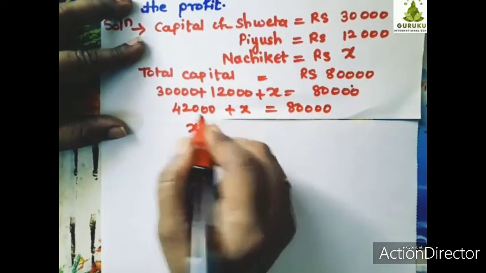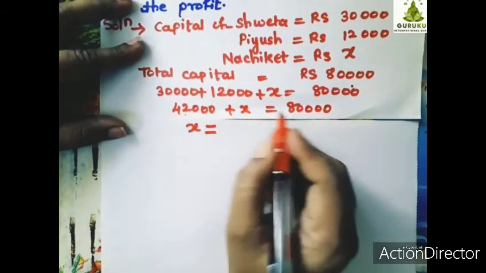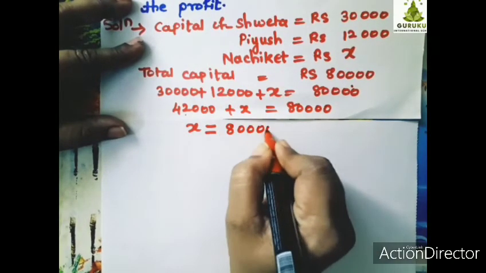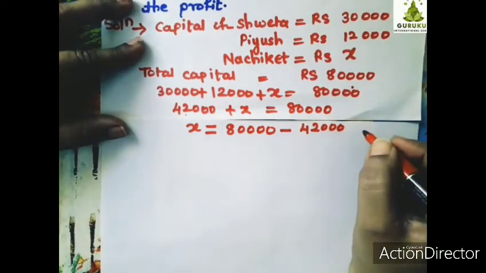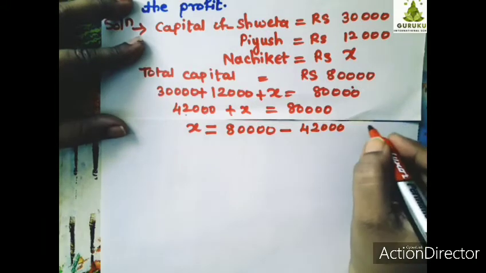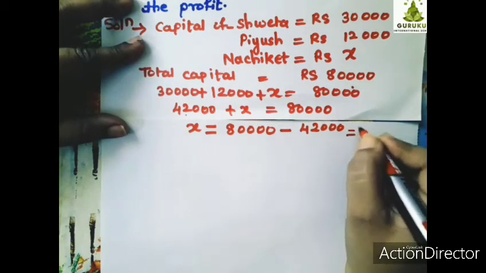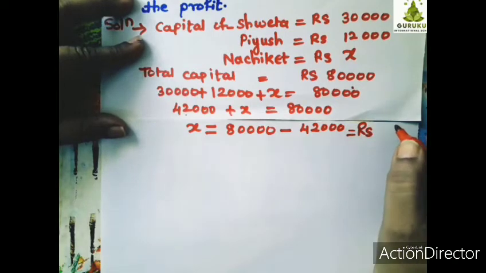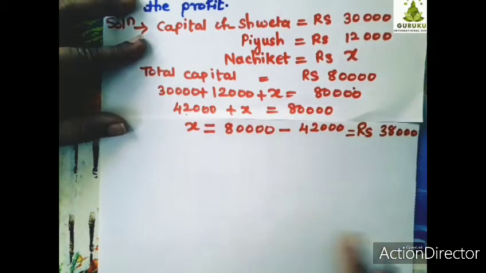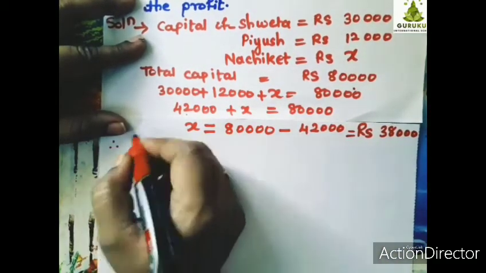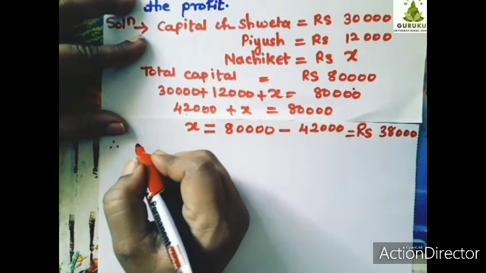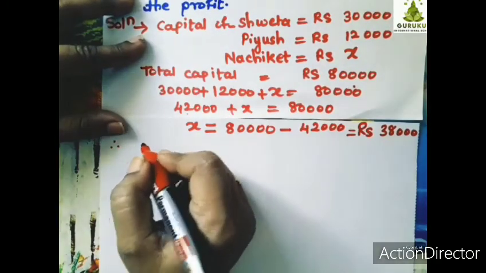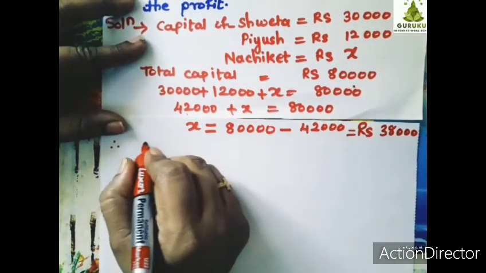Find out the value of X. Shift this 42,000. Here it is plus, so after shifting to the right hand side it will become minus. So 80,000 minus 42,000, it will be how much? 38,000. So I will write here Nachiket's total investment will come 38,000. So we'll write in the statement also, therefore Nachiket's capital. Okay, that will be the final statement.